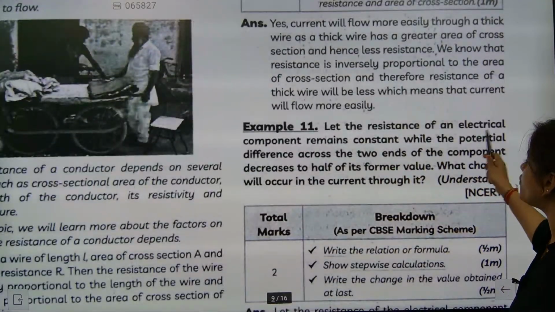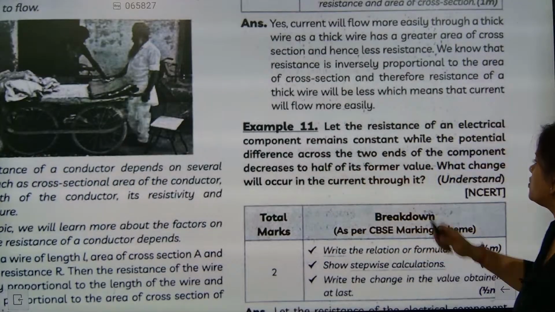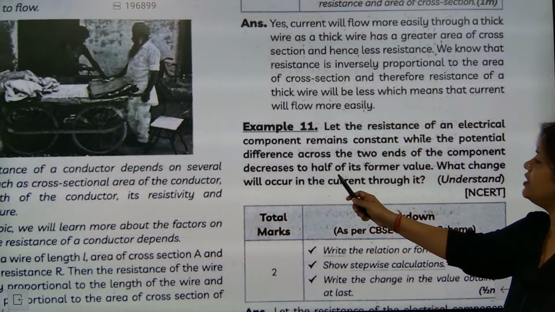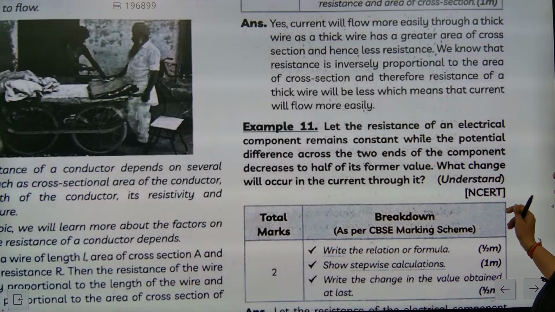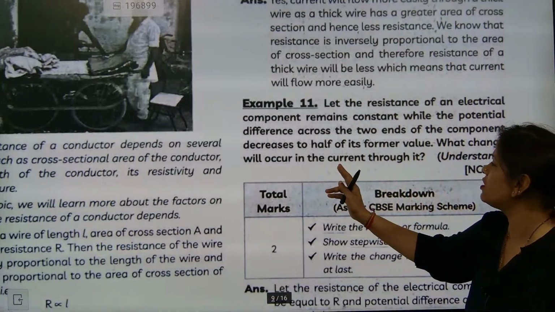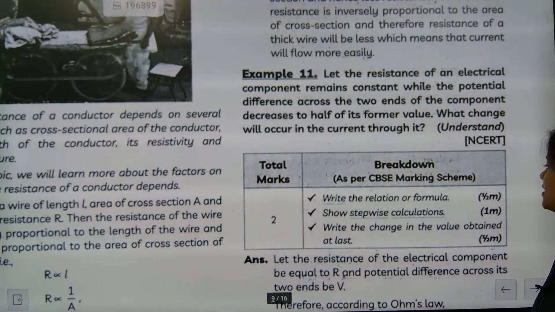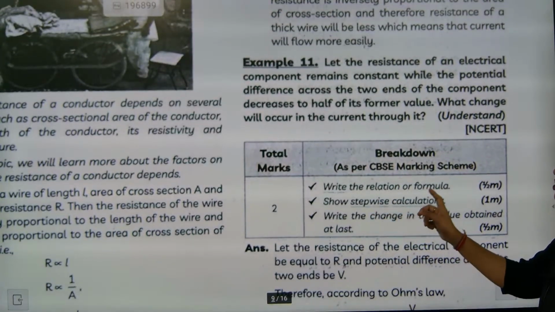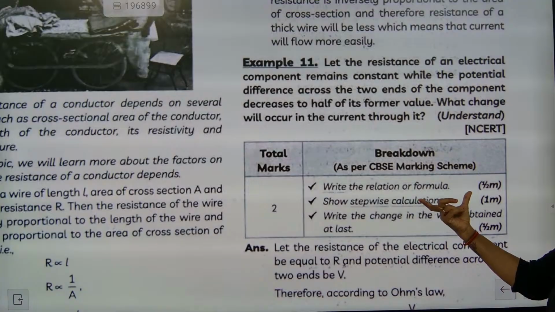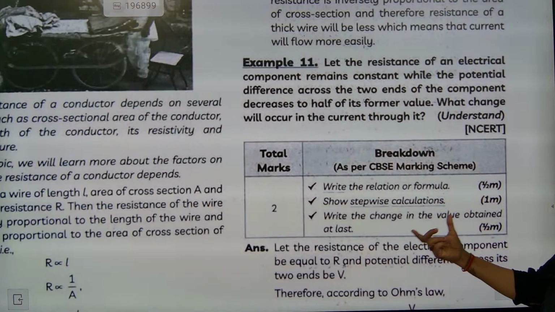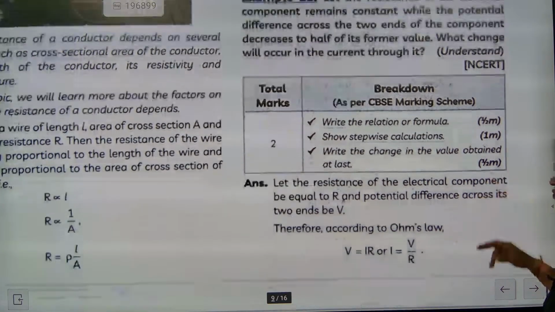Let the resistance of an electrical component remain constant, while the potential difference across the component decreases to half of its former value. What change will occur in the current through it? This is again a very good question. Write the relation or formula; for that you will get half marks. Stepwise calculation, you will get 1 mark. Write the change in the value, again you will get half marks.